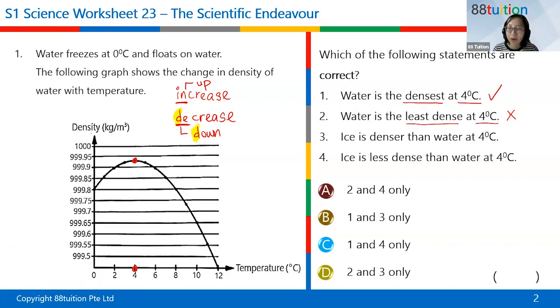Of course, it's wrong because of 1 and 2, one of them is correct, one of them is definitely wrong. Okay, then number 3: ice is denser than water at 4 degrees Celsius.